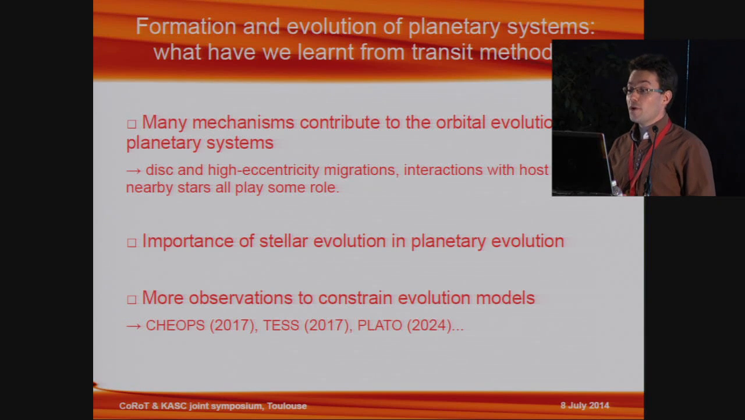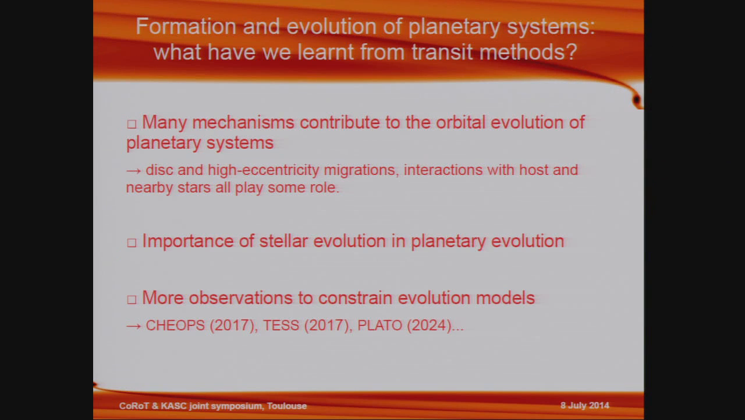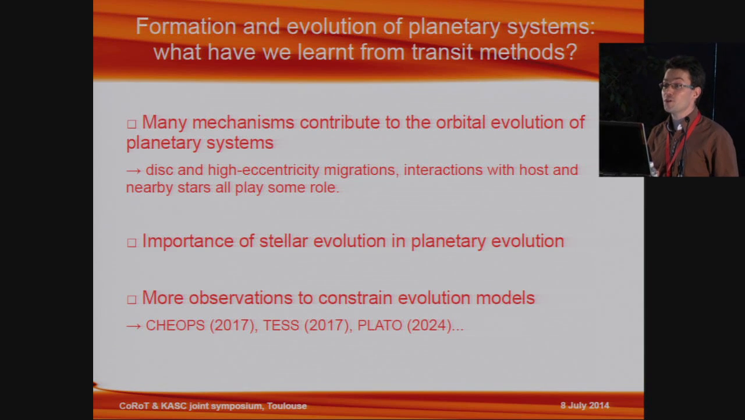So, which brings me to my conclusions. I will conclude by saying that the many planet detections that we got from transit methods have really highlighted that there are many mechanisms that contribute to the orbital evolution of planetary systems, and that clearly, as we've seen for the hot Jupiters, it is very unlikely that there is a single mechanism that might account for the diversity of the planetary parameters. It has also shed light on the importance of better understanding stellar evolution and including stellar physics and stellar evolution in models of planetary evolution. And of course, more observations will better constrain evolution models. And I thank you.